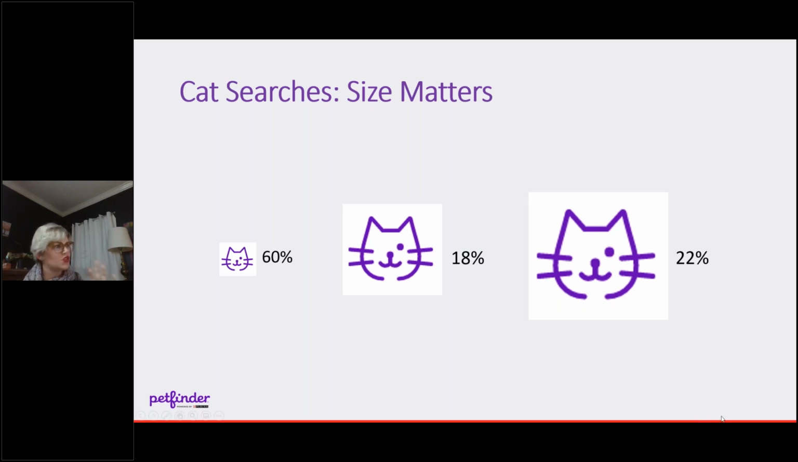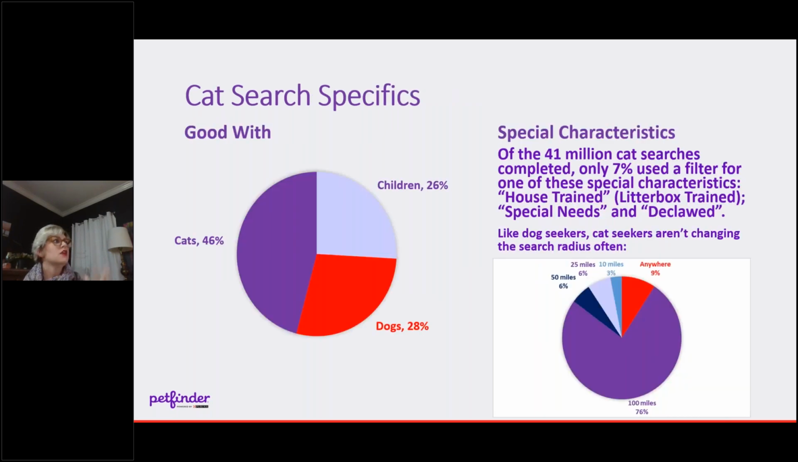So I think there's so many different ways we can slice and dice and learn from all of this. Some more cat specifics. So much like the dog seekers, the cat seekers are very interested in whether or not a new cat will get along with a cat currently in home. So the good with cats filter was most commonly used. Children come in third here. So the cat seekers are even more concerned about whether or not that cat's going to get along with the dog in the house, and then they'll worry about the kids later. So that was interesting to me.